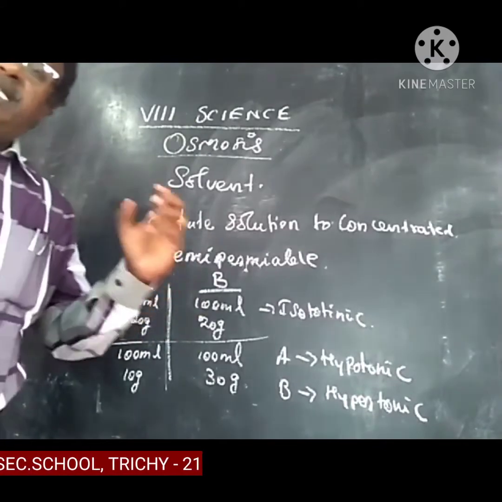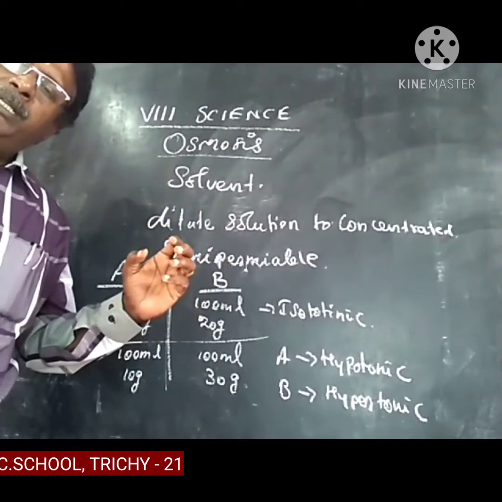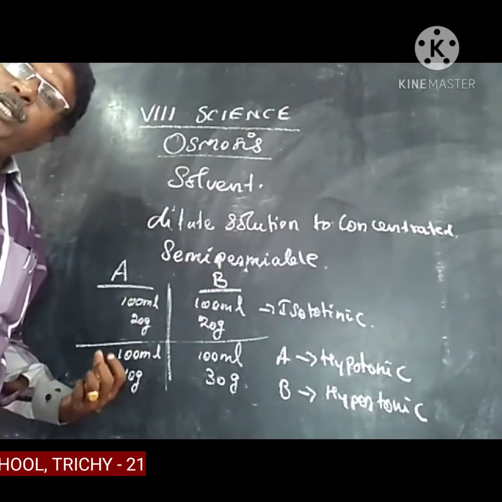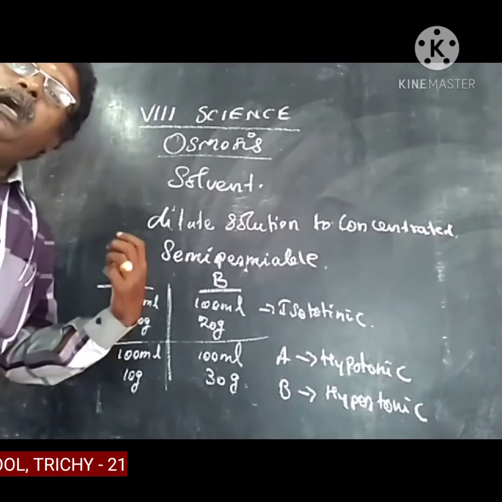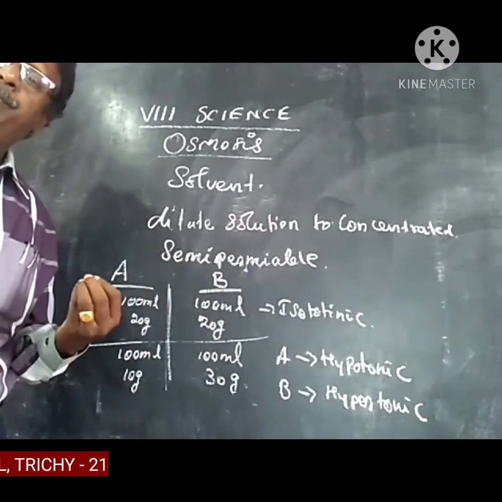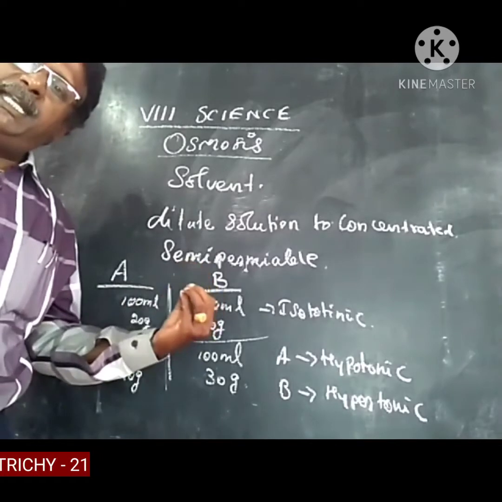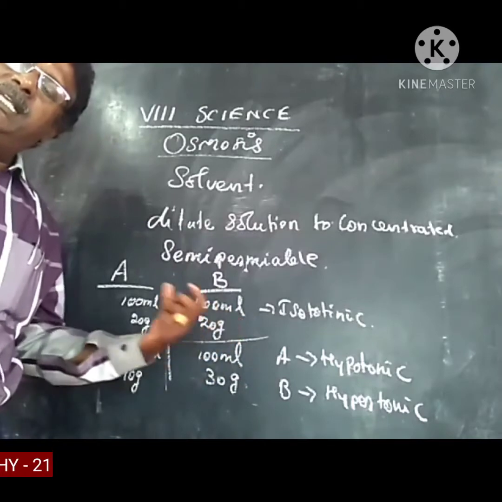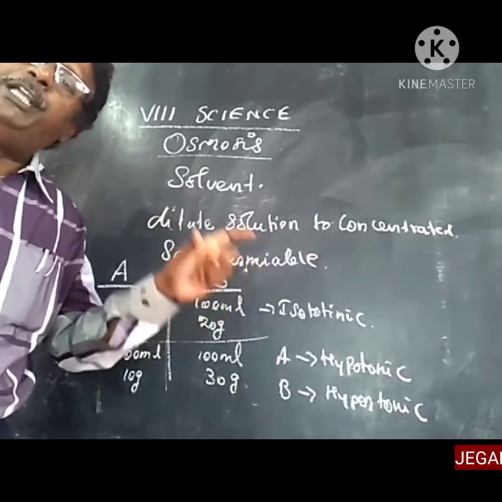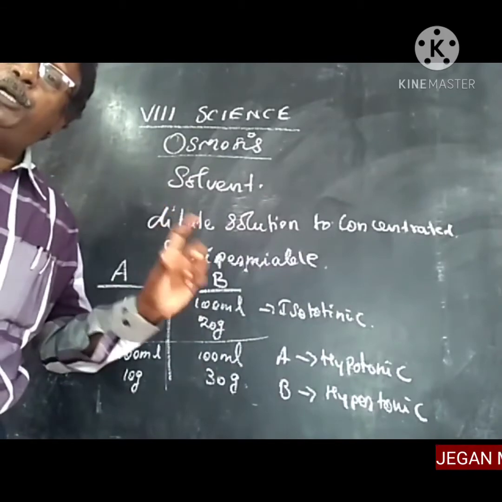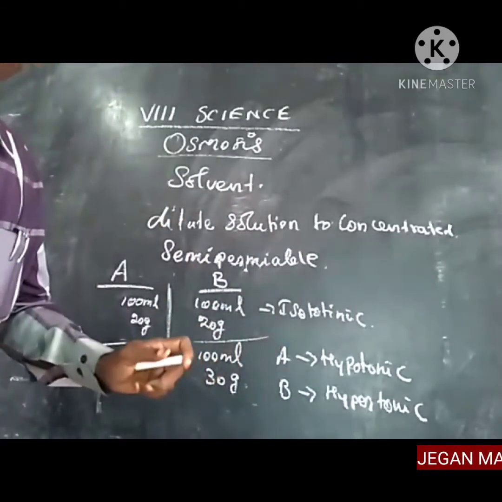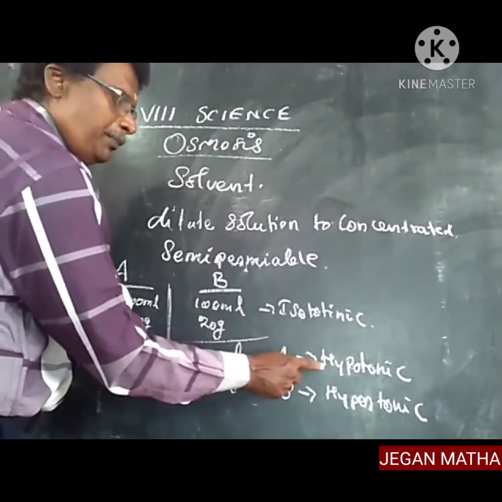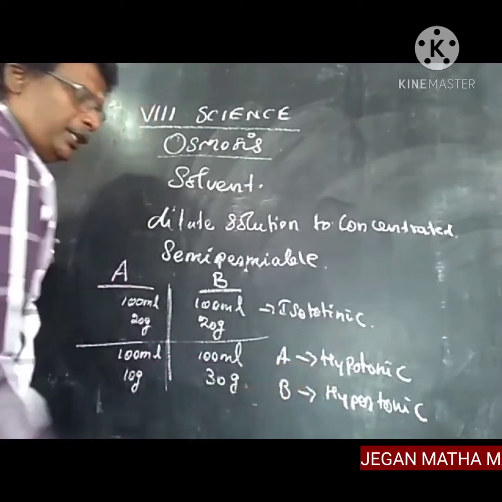Here, the cell cytoplasm has more concentration than the surrounding medium, so the medium is a hypotonic solution. When the concentration of the surrounding solution is higher than the cytoplasm, the surrounding medium is called a hypertonic solution. What are the three types of solution? Isotonic solution, hypertonic solution, and hypotonic solution.